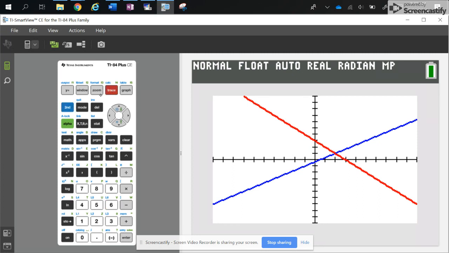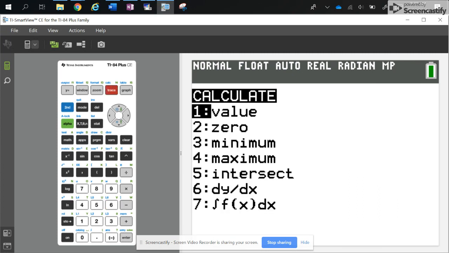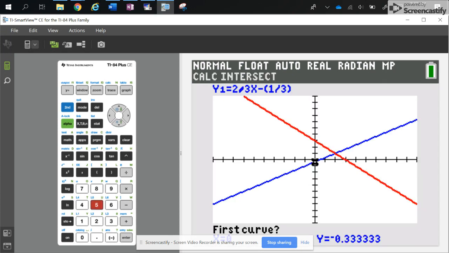So I'm going to press second trace for calculate, and I see on number 5 says intersect. So second calc intersect will allow me to find the intersection between two graphs on my calculator. So that's exactly what I want here. So I'm going to press number 5.